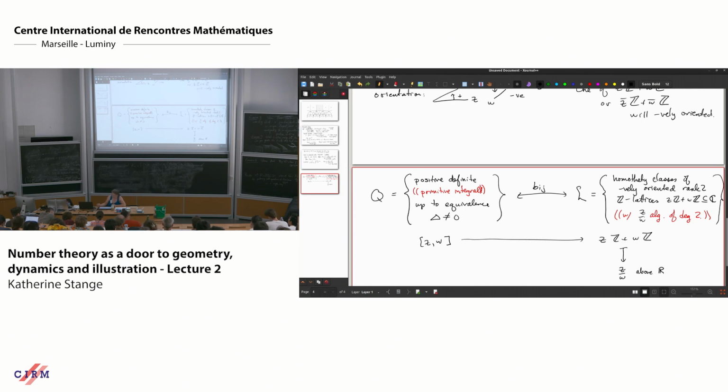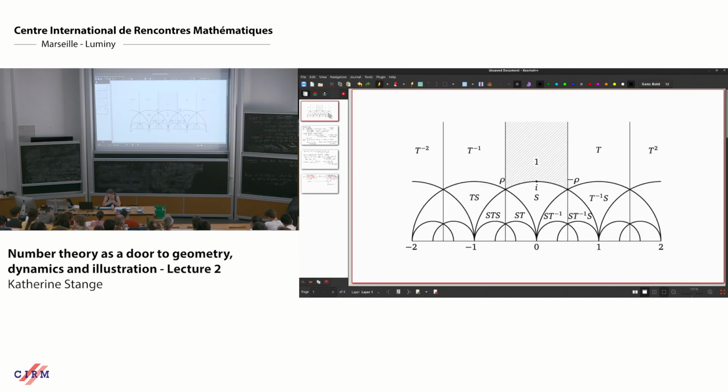Okay, and so what this means is this is above the real line in the complex plane, so we're talking about the upper half plane, right? And so that's this picture here. And this picture here shows you the action of PSL2Z. So there's some generators S and T, T being translation by 1, and those are all the images of this gray shaded fundamental domain labeled by the words that will get you there. Okay? And so this is the space of rank 2 lattices, if you like. It's also the space of quadratic forms.